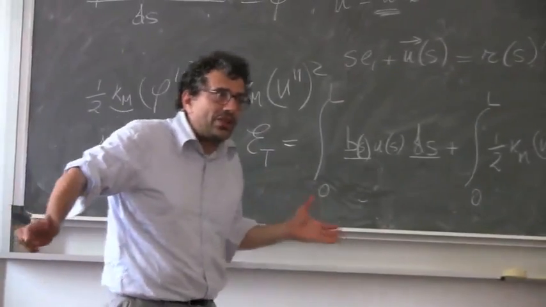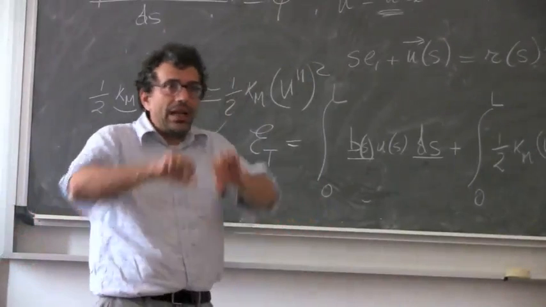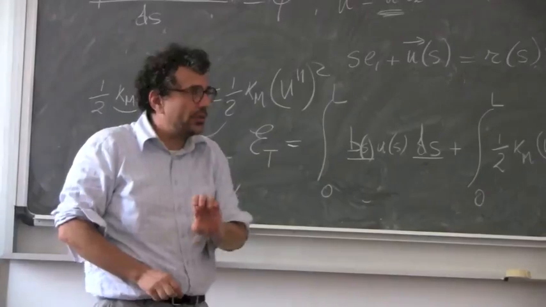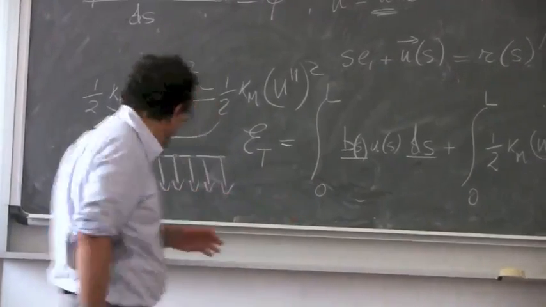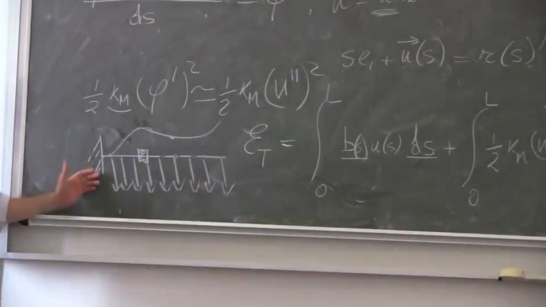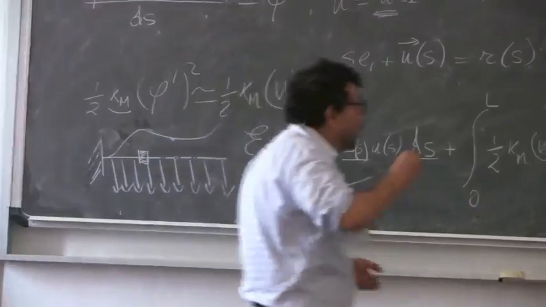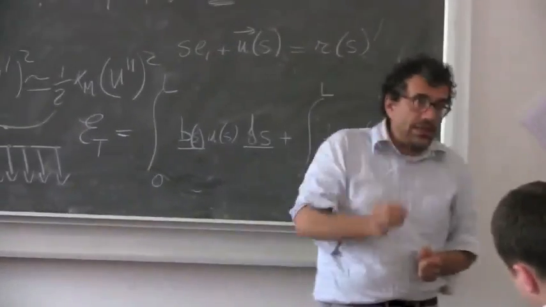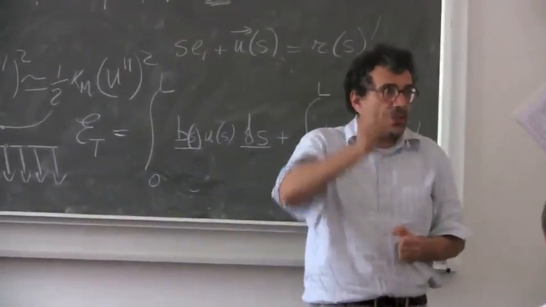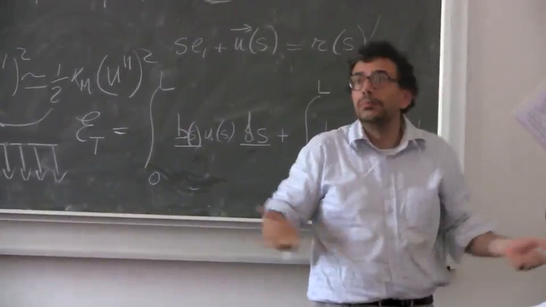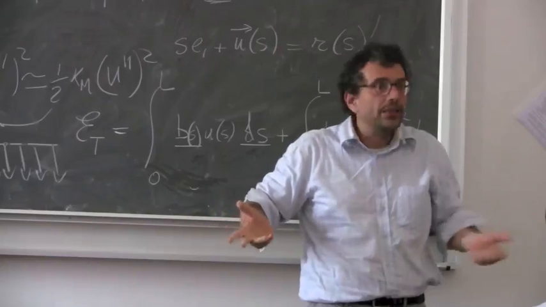We don't have any other kind of energy. Either bending energy or positional energy. This is a very good model for a beam which is clamped. Okay? Now, which is the shape of this beam in equilibrium? Find the minimum.